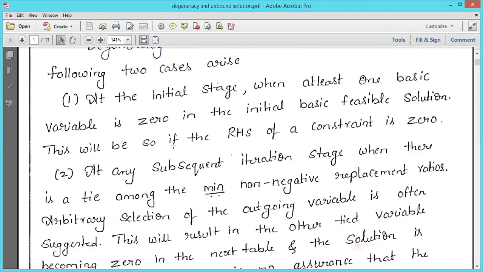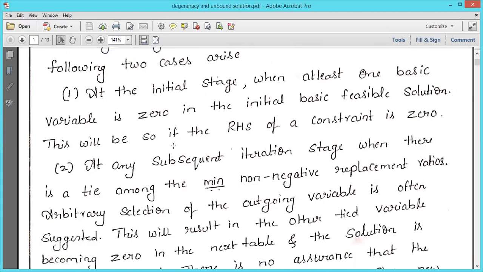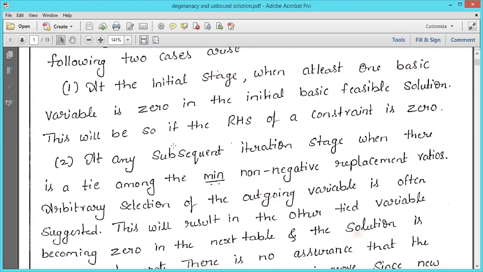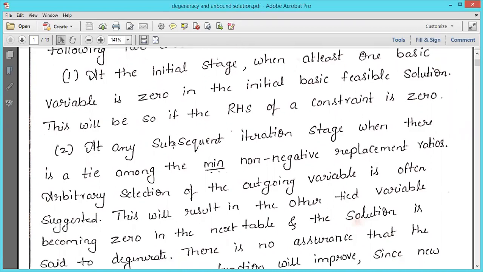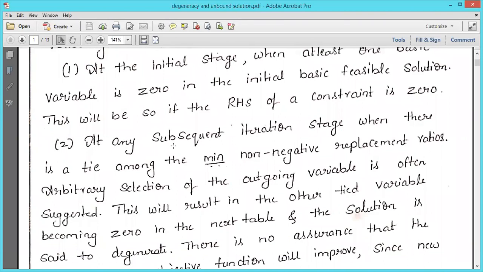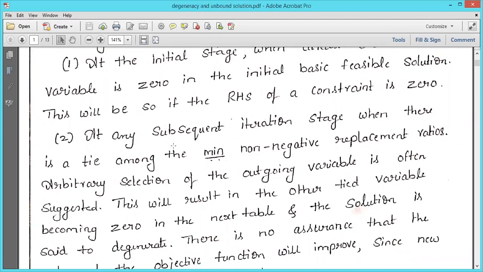And the second case is at any subsequent iteration stage when there is a tie among the minimum non-negative replacement ratio. Whenever there is a tie, which means when in the ratio column, if two values are the same, then we say there is a tie. In that case, earlier what we used to do, we used to randomly select any one row as the outgoing variable.